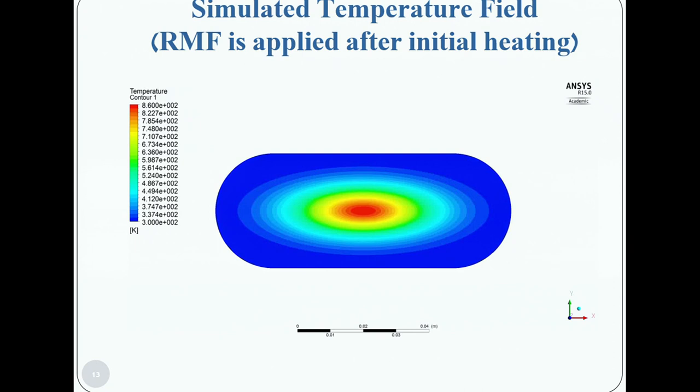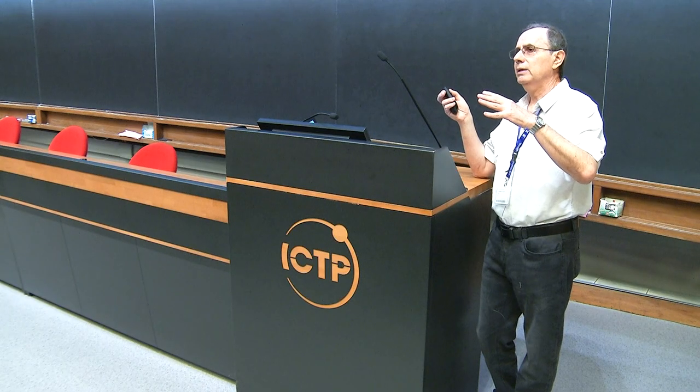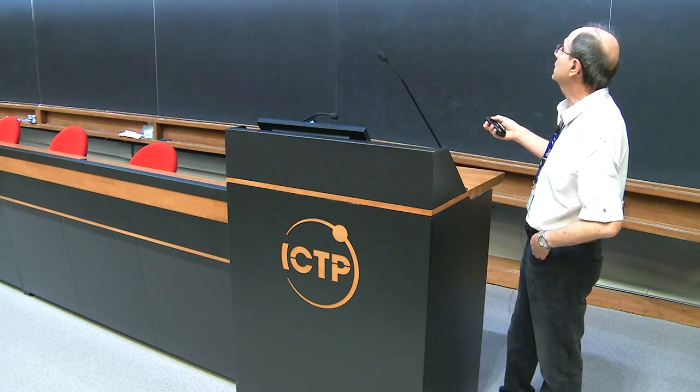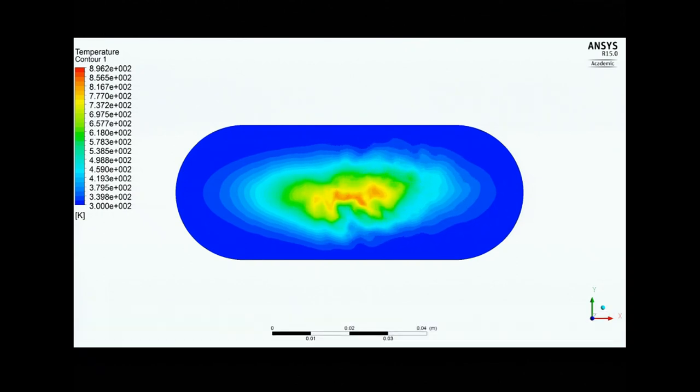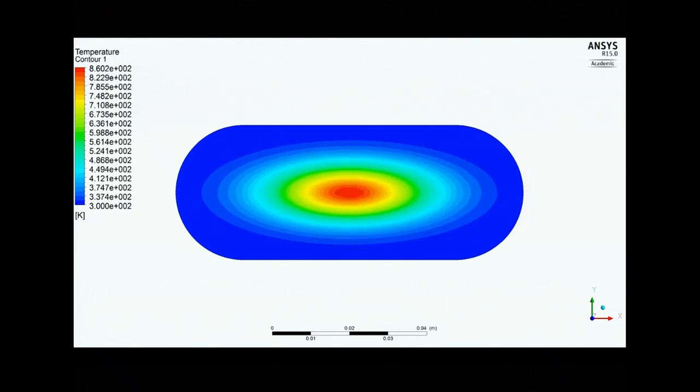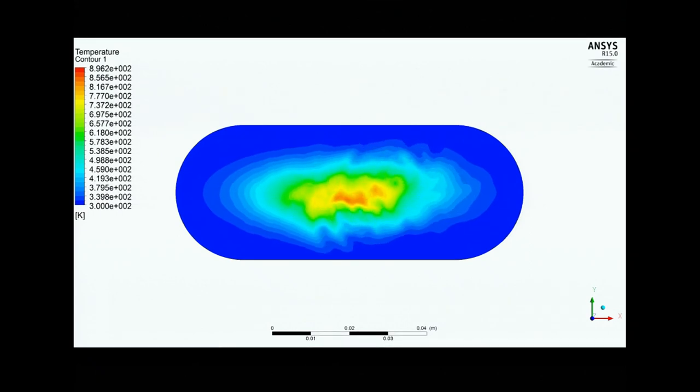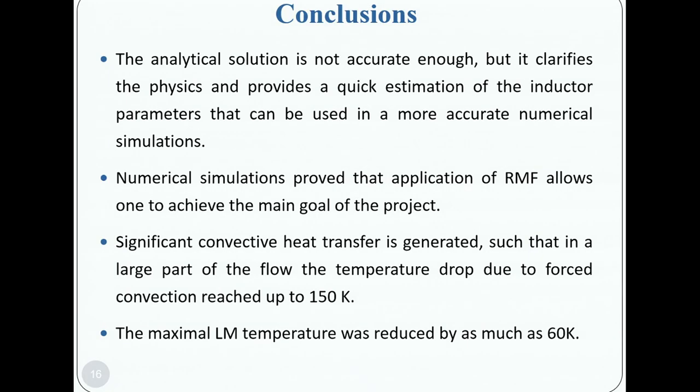You can see the movie of the effect of the rotating magnetic field on the temperature. I will explain first what you will see. At the beginning, you see the heating of the target by the beam of protons. When the temperature reaches steady state, then we apply the magnetic field, and you will see how the temperature decreases. So let's start the movie. You see that the high temperature spot in the center just disappears. So it's a very effective method, non-intrusive, very reliable, and easy to apply to significantly increase heat transfer. Now I come to the conclusions.